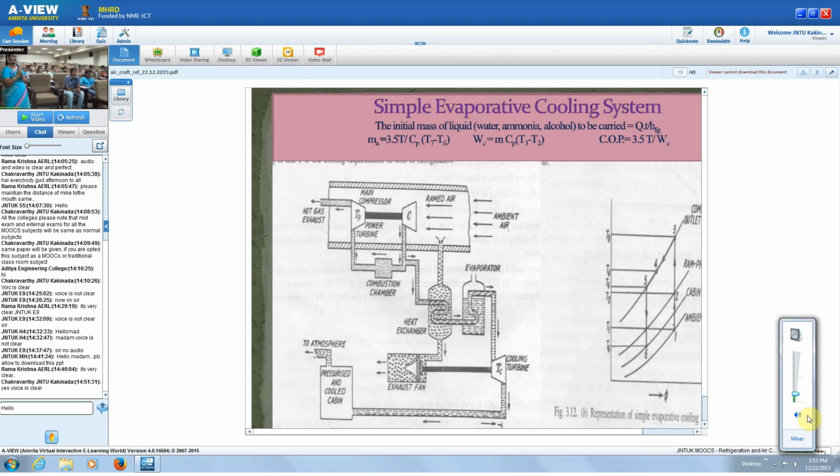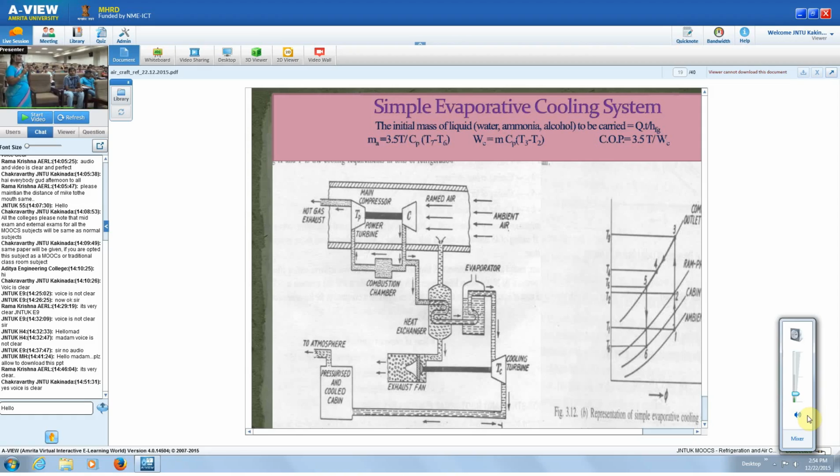And with this here, you can find out the mass of the liquid required in the evaporator. How much mass of the liquid, that is either water, ammonia, or alcohol, is to be used in the evaporator for further cooling during the process 4-5. So that is nothing but Q into t by hfg, where Q is the heat rejected and t is the time of the flight. Okay? The flight period in which it is moving. And hfg is the latent heat of that liquid.